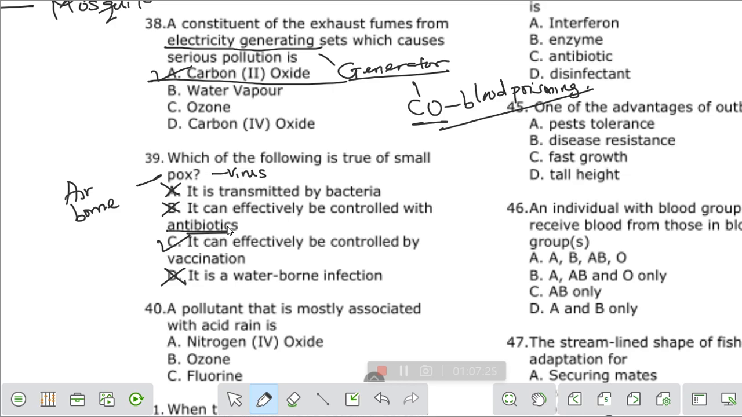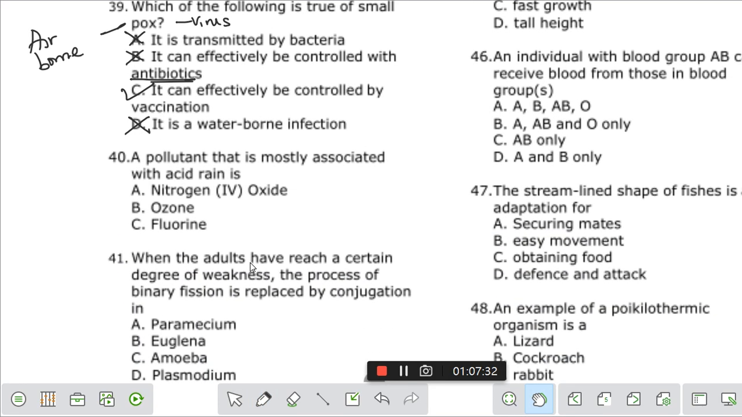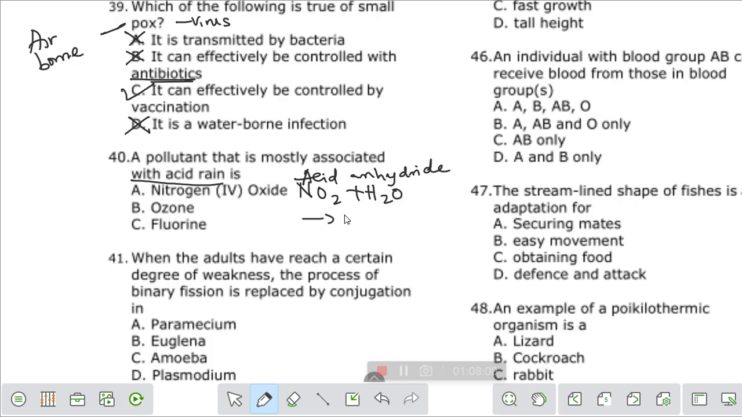So when the adults have reached a certain degree of weakness, the process of binary fission is replaced by conjugation in which of these? Is it the paramecium? Is it the euglena? Is it the amoeba? Is it the plasmodium? So what's the answer? So all these things you have to just know them.